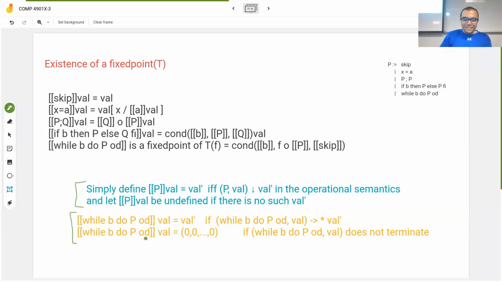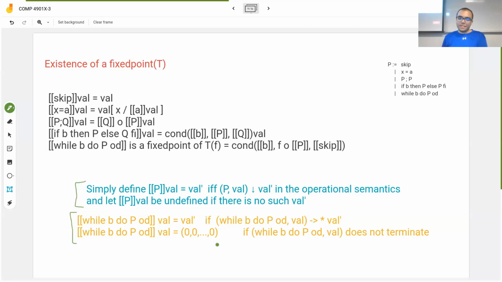So let's say I want to define the semantics of while. And if this while terminates, starting from some initial state val, if it terminates at val prime, say that the semantics of while applied to val is just val prime. But in case it doesn't terminate, instead of saying that it's undefined, just say that it's 0. It's like a state that gives 0 to every variable, right? So I'm just giving another definition. And my point is that this one is also a fixed point of t.